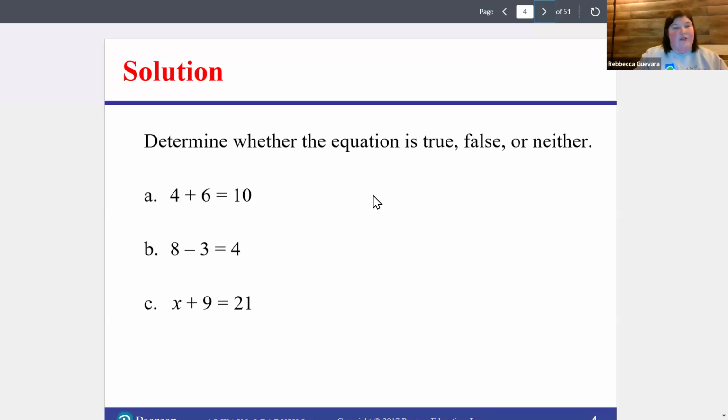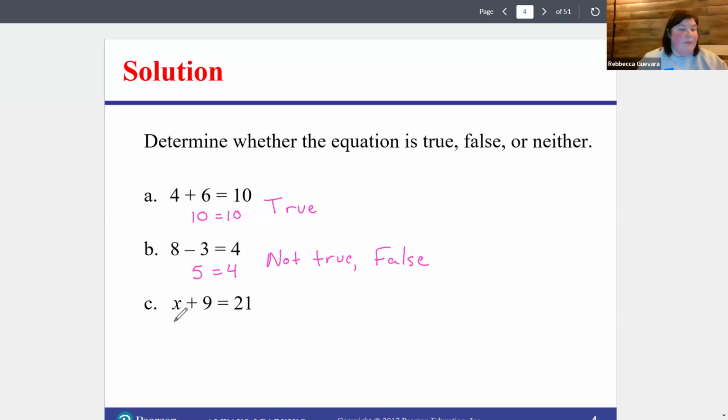So we want to determine whether these equations are true or false. To determine if they're true or false, we just make sure that this side equals this side. So 4 plus 6, in fact, does equal 10. 10 does equal 10. This is a true statement. 8 minus 3, does that equal 4? 8 minus 3 is 5. So we're saying that 5 should equal 4. Well, this is not true, or you could say false.